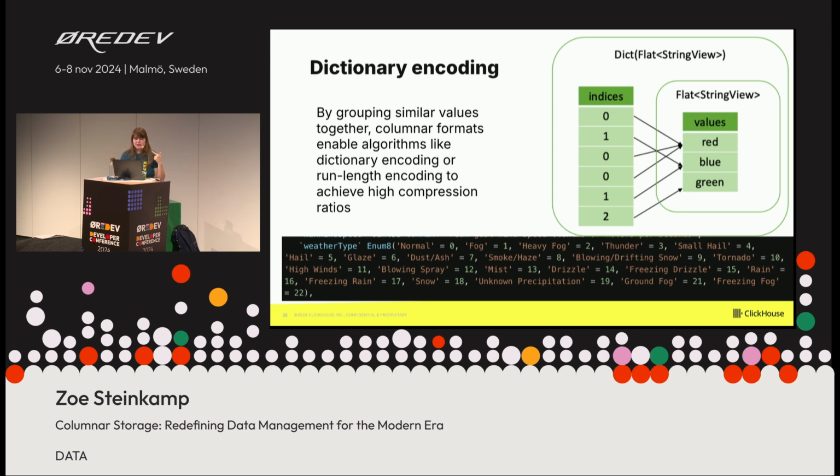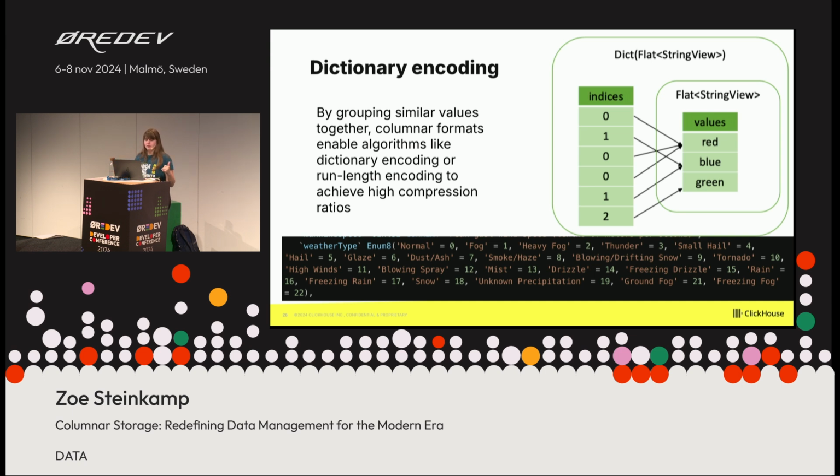So with the ClickHouse example down here, you can see that we're defining weather with a number. If it's a normal weather day, it equals 0. If it's a snowy day, it equals 18. And that's what we store. Instead of storing something like unknown precipitation, which is obviously a much longer string and requires more compute to store, we're going to just store it as number 19 instead. This also makes it a little bit easier to actually go back and get it out.